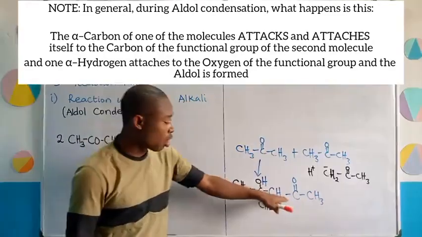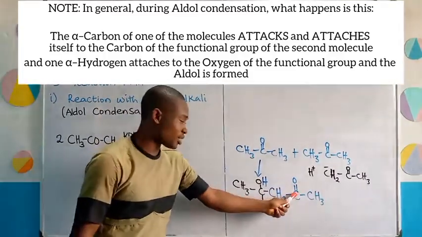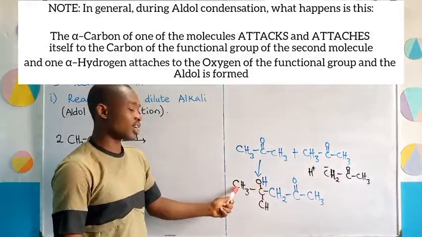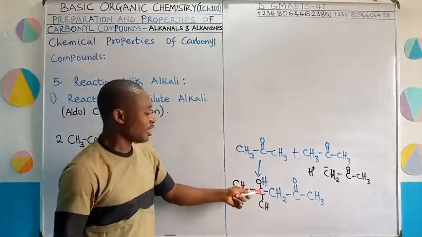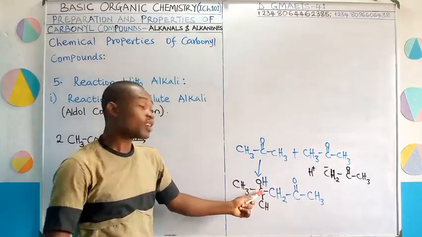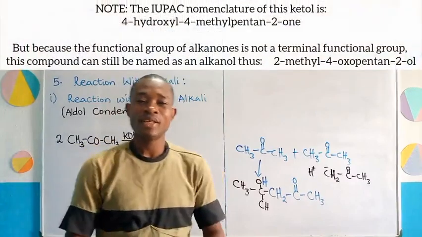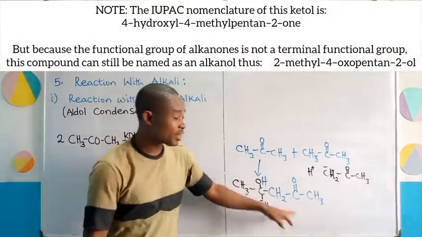Why? Because we have more carbon atoms on the left hand side than we have on the right hand side. So this is our carbon of the functional group, this is the alpha carbon, this is the beta carbon, this is the gamma carbon. Is that okay? Now this ketone, you see that on its beta carbon is where we have our OH, which means that it is a beta hydroxyl alkanone.